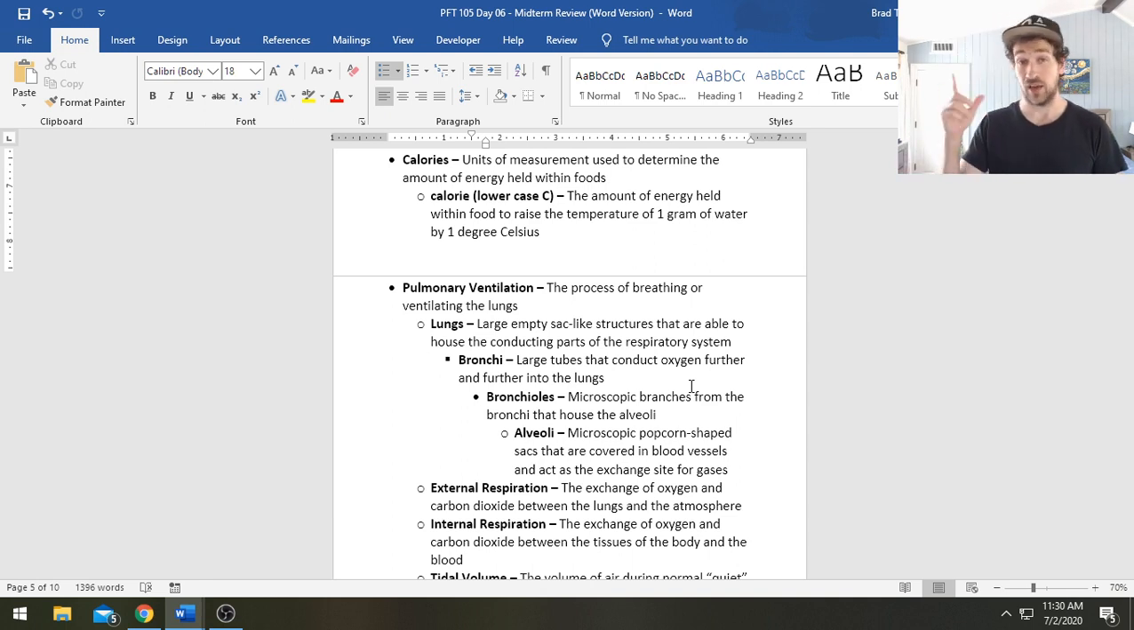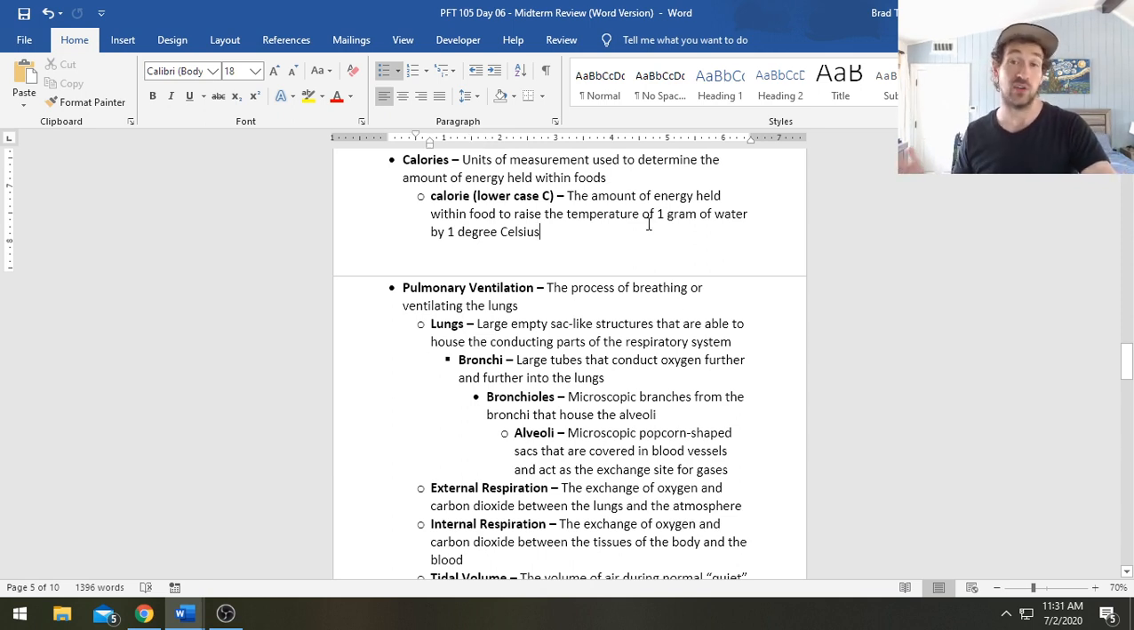So let's say we take it like an uppercase C. That's going to be an uppercase calorie. And let's say we have a kilogram of water. So we have 1,000 grams of water. And we notice that that water goes up by 1 degree Celsius. Well, that means that there is 1 uppercase calorie in whatever that food is. So if it goes up by 50 calories, there's 50 calories in that food. And that's how we sort of calculate how much energy we're seeing.